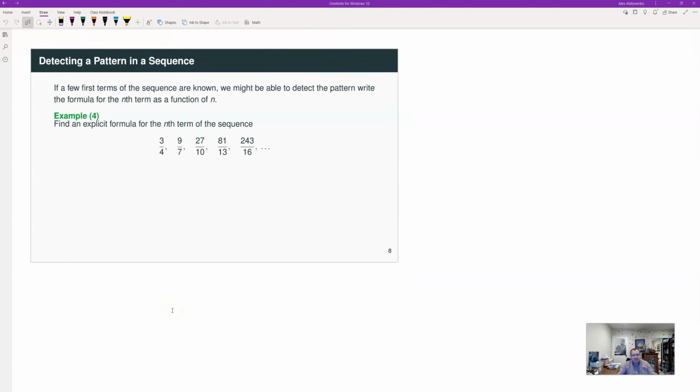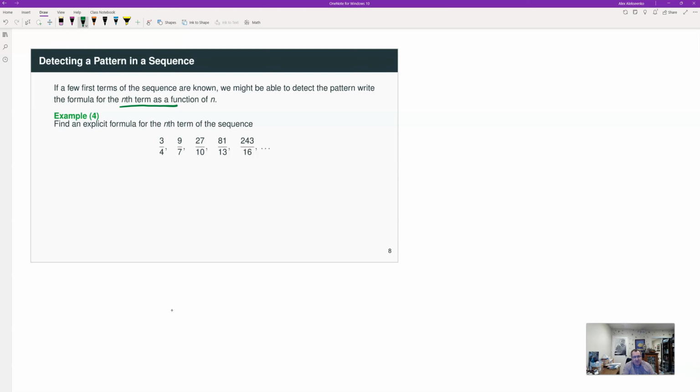Now, not always is the general formula given to us to define a sequence. So what can we do? If we have a few terms of the sequence, you might be able to detect a pattern. And using that pattern, we might be able to write the formula for the nth term of the sequence.